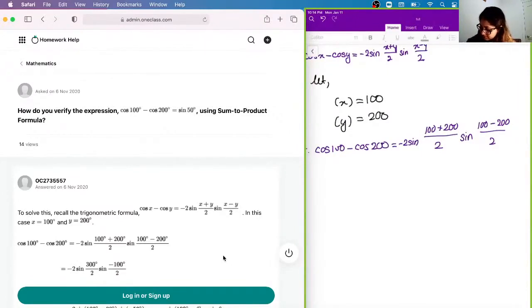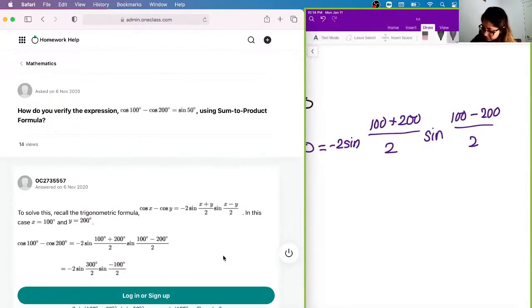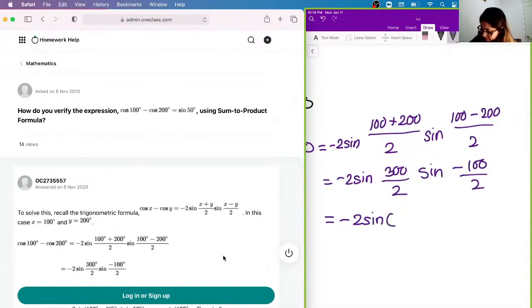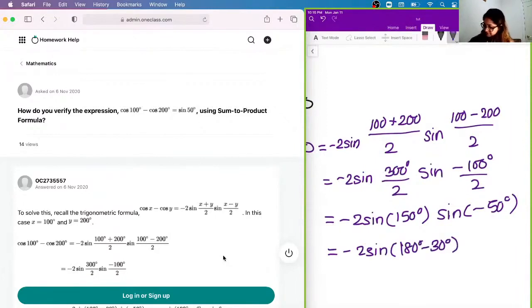If you do the math here, it's going to simplify the fractions. So you have negative 2 sine of 300 over 2 times sine of negative 100 over 2. So you basically have negative 2 sine of 150 degrees, since 300 divided by 2 is 150, times sine of negative 50 degrees. And we can write 150 another way: 180 degrees minus 30 degrees, right?